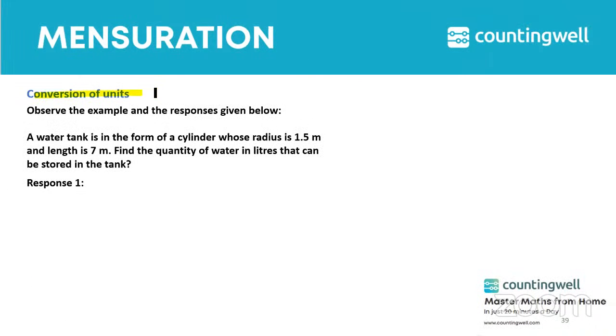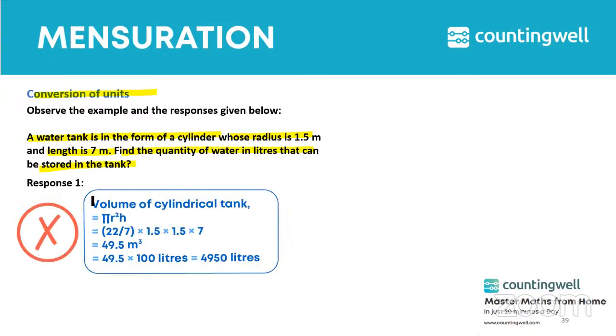Now, let us see conversion of units. If a water tank is in the form of a cylinder whose radius is 1.5 meter and the length is 7 meter, we have to find the quantity of water in liters that can be stored in the tank. Let us see what are the students' responses for this word problem.